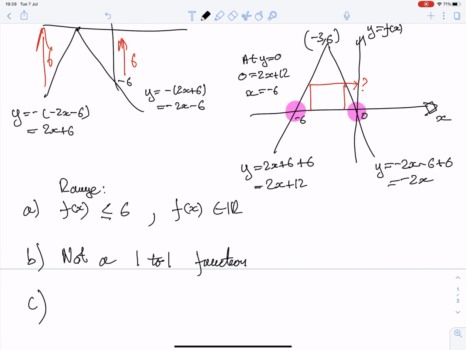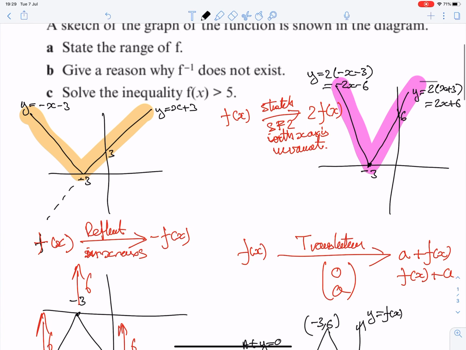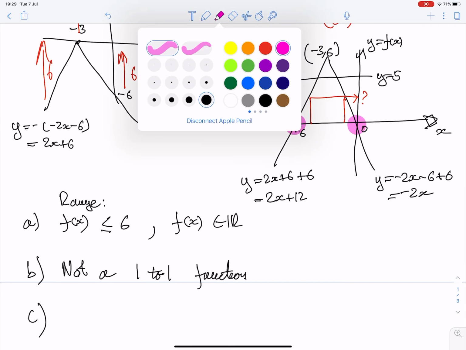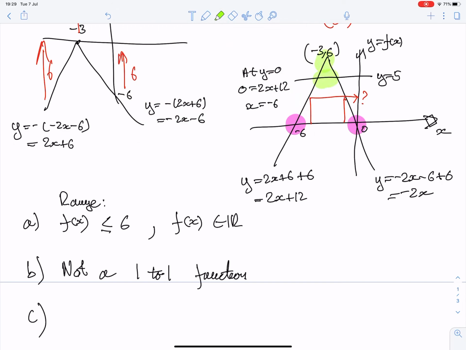Part C. Solve the inequality f of x is greater than 5. So greater than 5, we need to put in the line y equals 5, and the section that we then want is in here because the graph is above 5. So we can look for the points of intersection by solving the two equations. 2x plus 12, which is the equation for this line, is equal to 5.